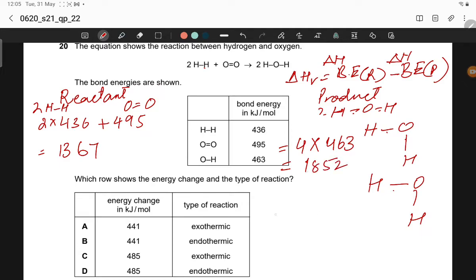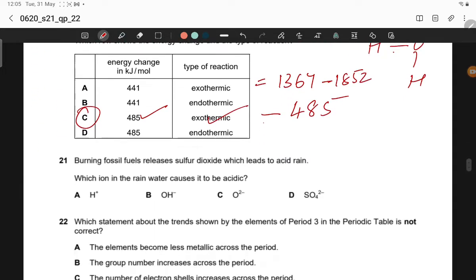So 1367 minus 1852, 1367 minus 1852 is equal to minus 485. So this negative sign shows that it is exothermic, so the energy change is 485 and the reaction is exothermic. C is the correct option.